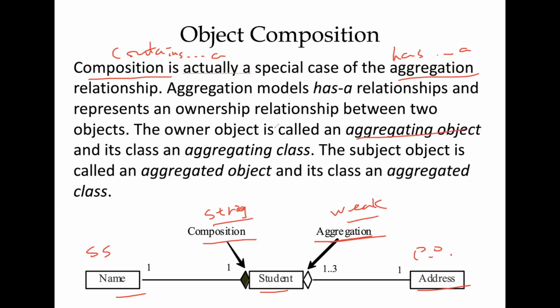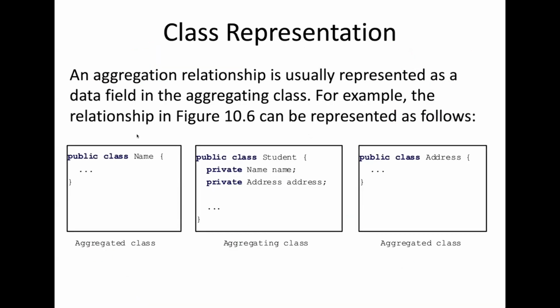Let's look at aggregating object versus aggregated object in the next examples. This is an example of student, name, and address. These are three classes.